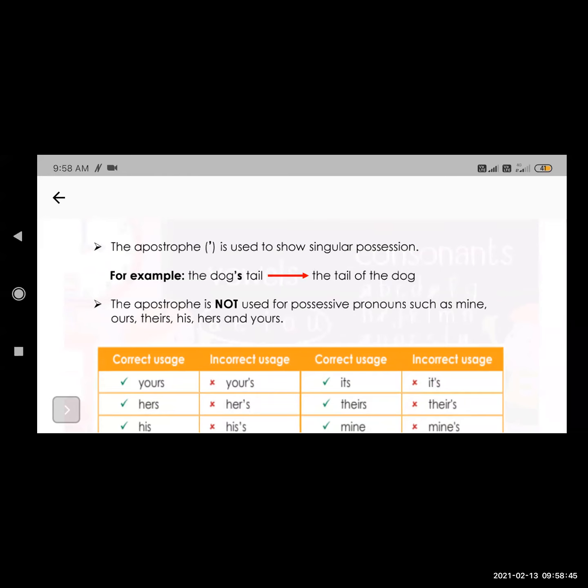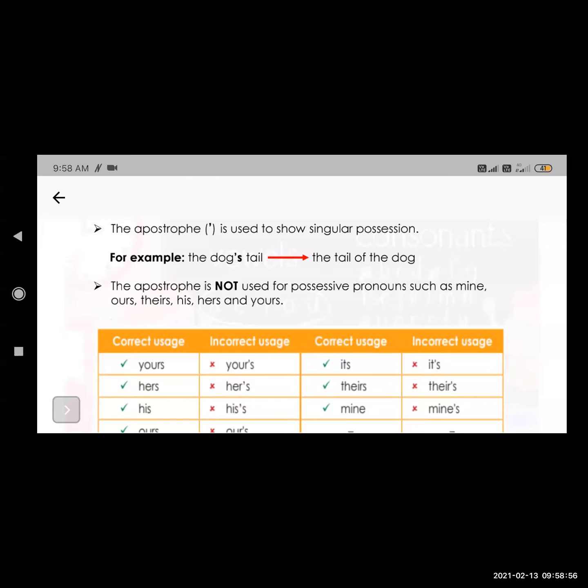Example: the dog's tail, the tail of the dog. So the dog is called dog. This apostrophe is not used for the possessive pronoun.